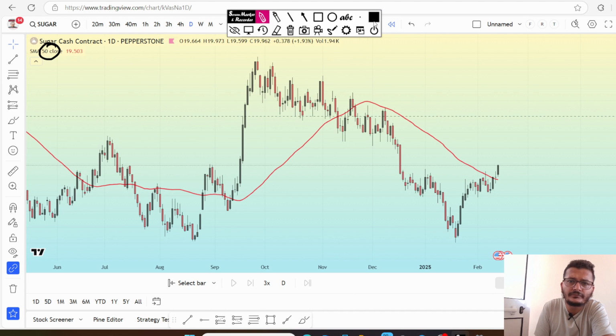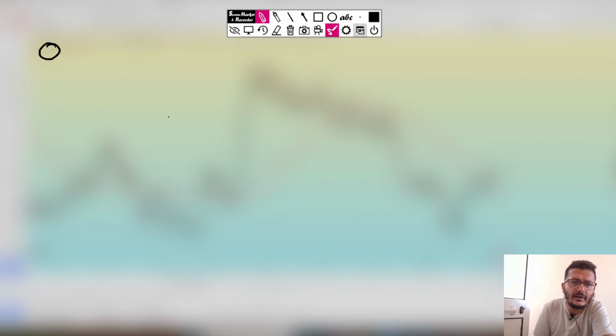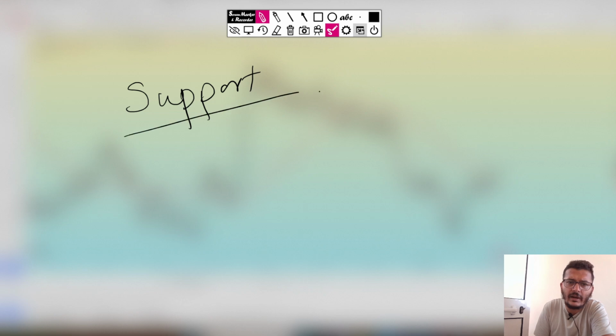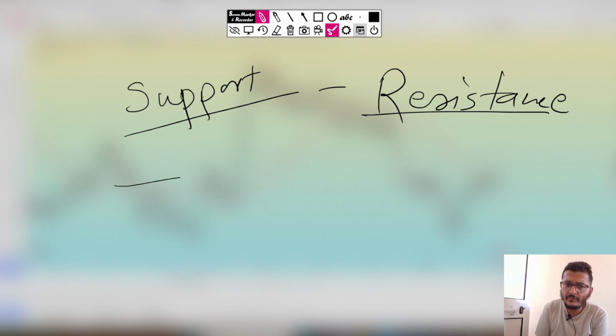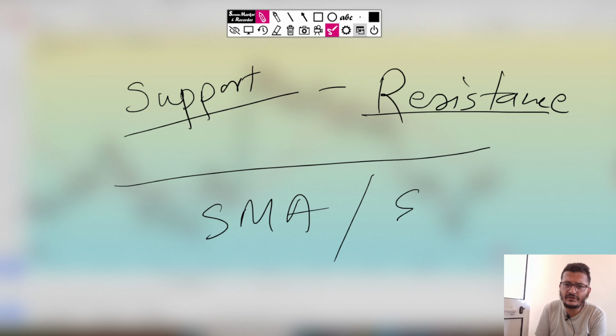So in that way you need to know that the moving average is a kind of support and resistance in the market. You can use SMA, or you can use EMA also.